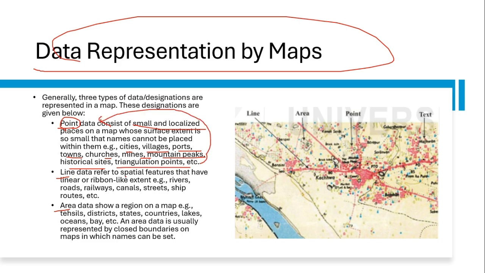Then line data refer to spatial features that have linear or ribbon-like extent, like for river, road, railways, canals, street, ship routes. These are represented in line. Then area shows a region on a map like tehsil, district boundary, state boundary, country, lake, ocean or a bay. These are represented in area feature. And these are enclosed boundaries represented on a map. Then for all these features, point, line and area, we have few rules for their naming representation.